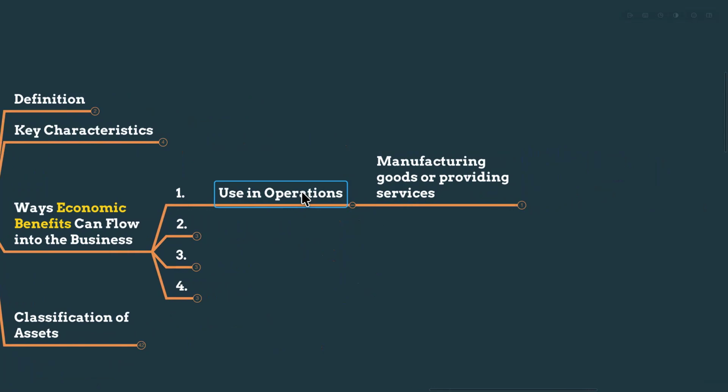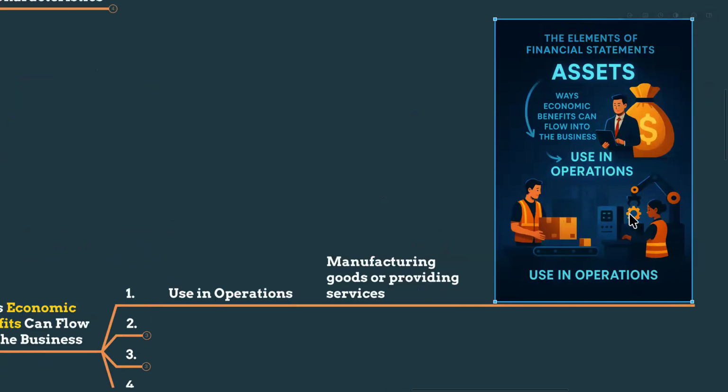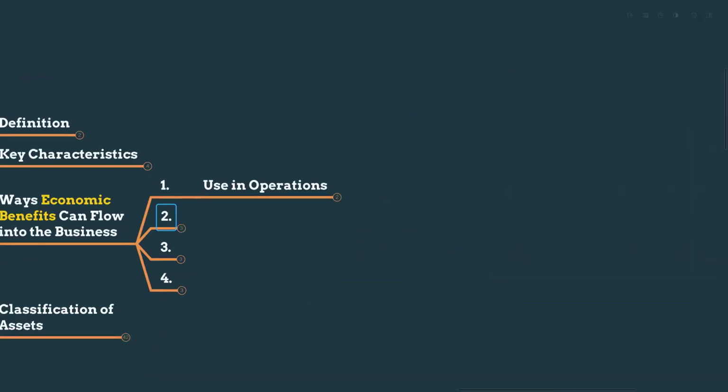That is what we call use in operations, right? So you are going to use the assets in our operations. You can see these are the machines here, right? You can use the cash to pay your suppliers and other things. Let's say you have a printing machine, and your business is printing wedding cards. That machine helps you to earn money through its operations, right? So use in operation is one of the economic benefits an asset can give you.